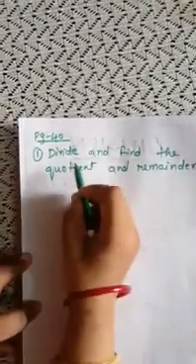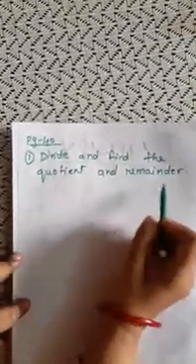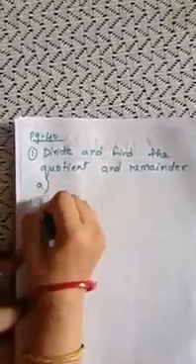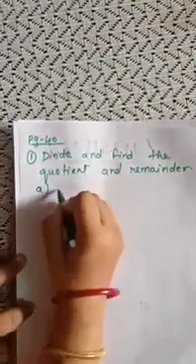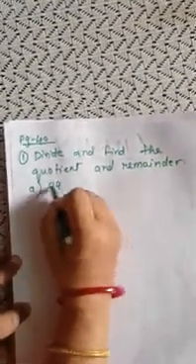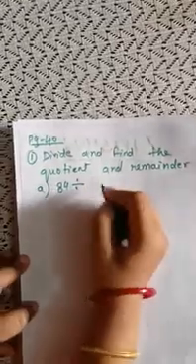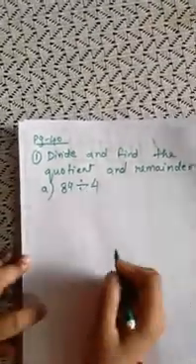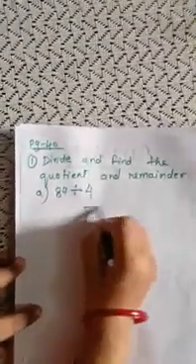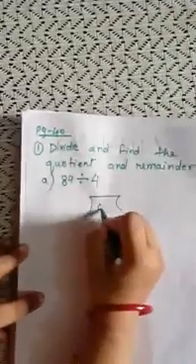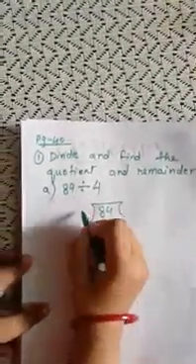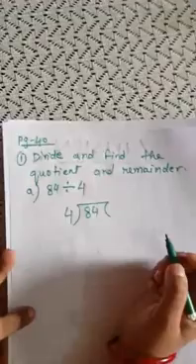You have to firstly do the division, children, and then you have to find out quotient and remainder. This is a revision of standard third. So 84 you have to divide by 4. So I will frame the division form. 84 is a dividend and 4 is a divisor. So I will write it just like this.